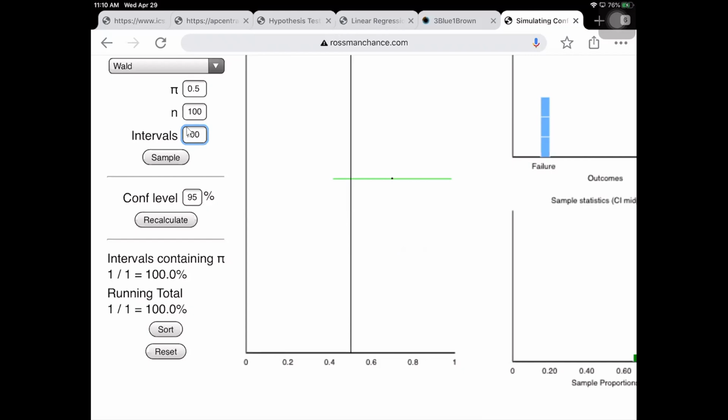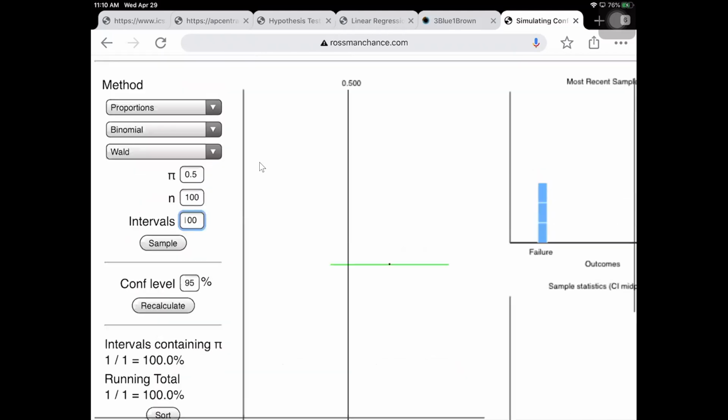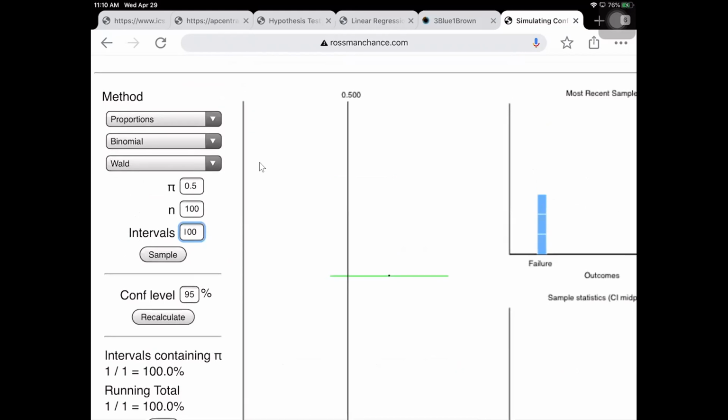So right now, I'm going to do 100 intervals. Instead of just having one interval, we're going to have 100 intervals. If we have a 95% confidence level, that means of these 100 intervals, I should expect 95 of them to be green. The other 5 should be red. But just remember, that's just the expectation, and it doesn't mean we're actually gonna get 95 green and 5 red. We might get like 94 green and 6 red. So let's go ahead and see how many we get.